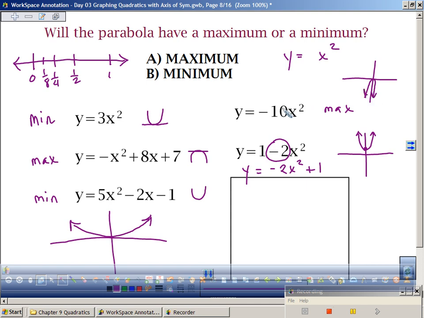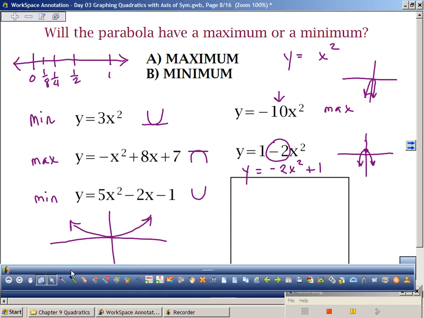Because the negative makes it point down. It should be pointed down. You're absolutely right. You made a mistake. And by we, I mean me. It's up 1, it's skinnier, and it's in the negative direction. Good catch, Patrick.